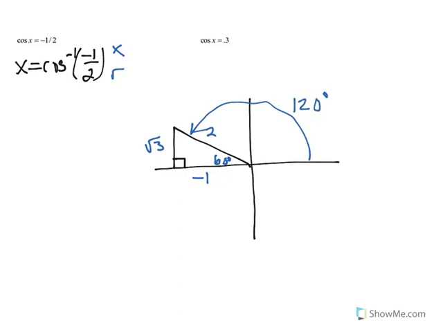So at 120 degrees, you're going to have a cosine ratio of -1 to 2. So we can say x is going to be 120 degrees plus multiples of 360.